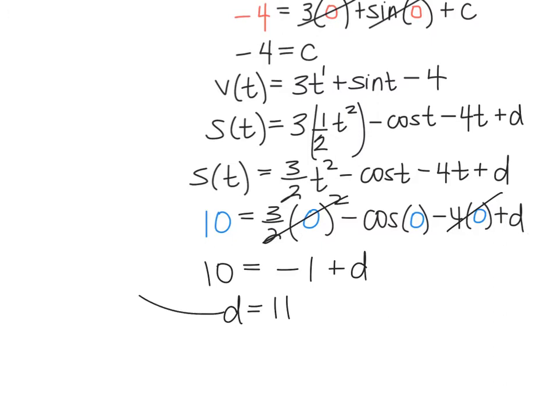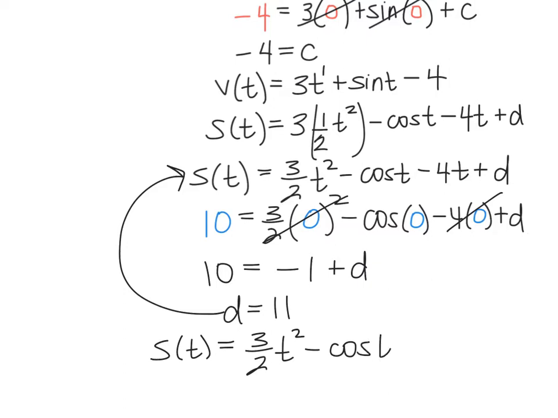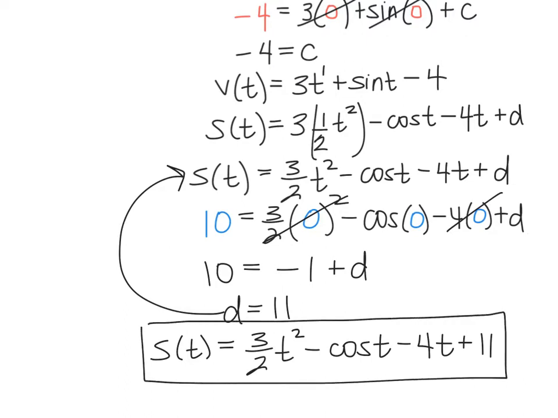If I substitute that constant back into my position function, I now have a very specific position function that satisfies these two initial conditions we were given. So s of t is equal to 3 halves t squared minus the cosine of t minus 4t plus 11. And this would be the specific position function given the initial velocity and the initial position that we were given.